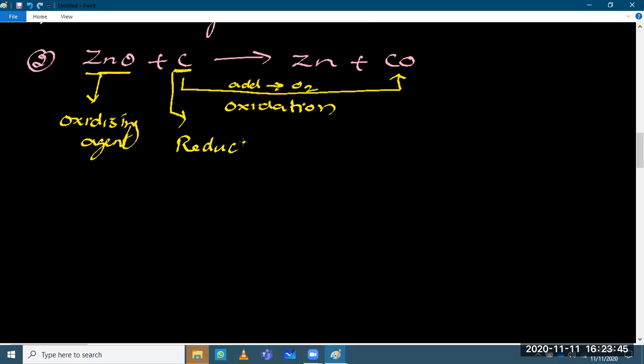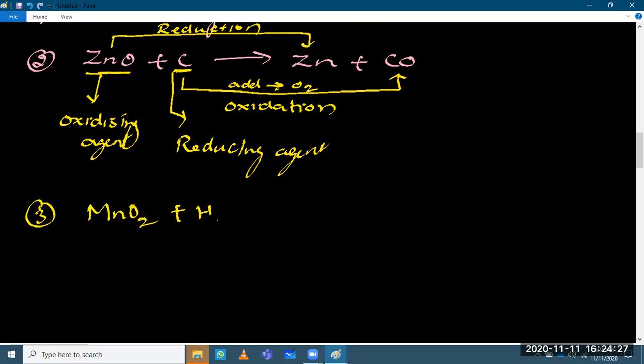Carbon acts as a reducing agent. Carbon undergoing conversion to carbon monoxide means oxidation. Then zinc oxide reduces to zinc. Why? Because oxygen is given to the carbon. Zinc oxide, being the oxidizing agent, provides oxygen to the carbon, and zinc oxide gets converted into zinc metal. That is what we call a reduction reaction. You are supposed to remember that oxidizing agents undergo reduction and reducing agents undergo oxidation.